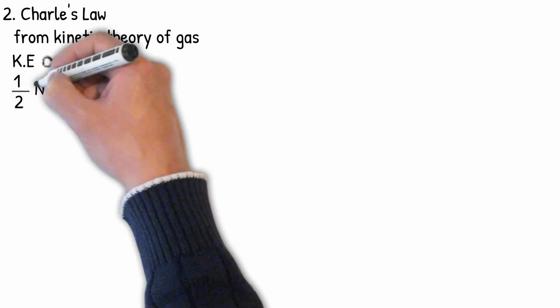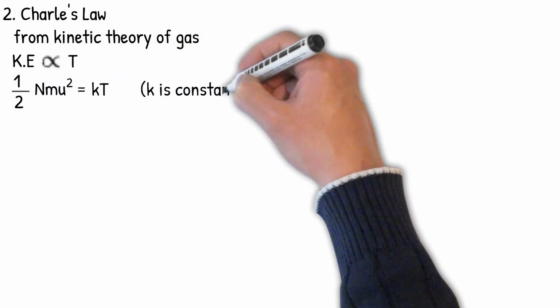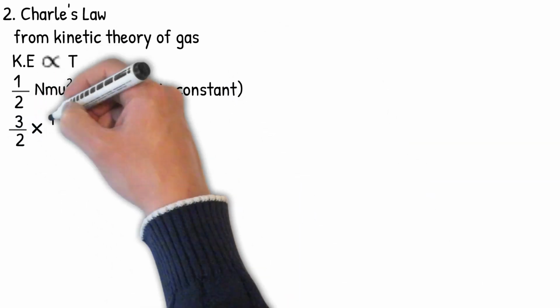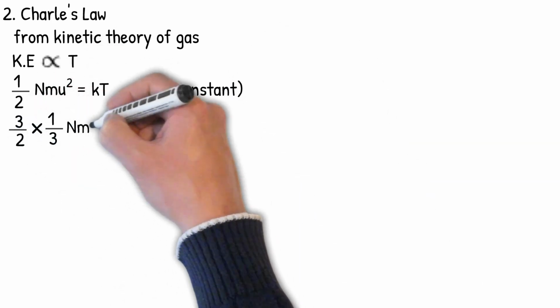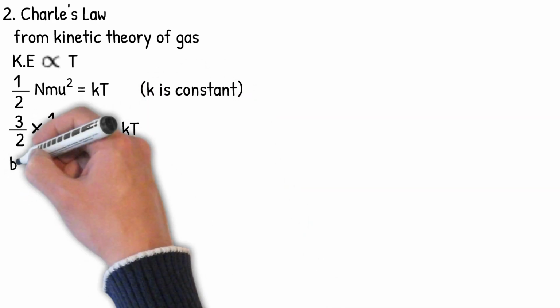Number 2. Charles' law. From kinetic theory of gas, kinetic energy is directly proportional to temperature, but kinetic energy equals 1 over 2 nmu² equals kT, where k is a constant. By introducing a fraction of 3 over 3, it becomes 3 over 2 times 1 over 3 nmu² equals kT, where the 3 cancels itself, so it doesn't change the meaning of the equation.